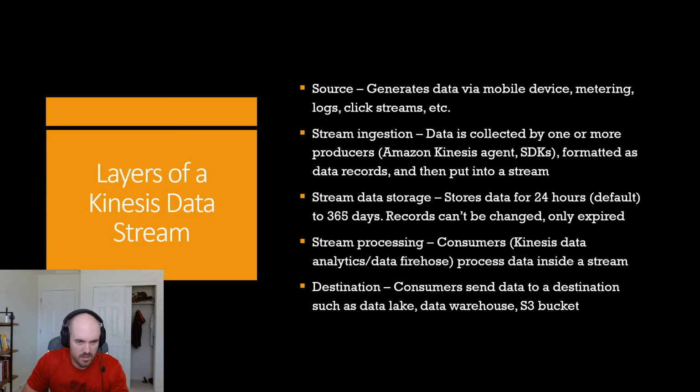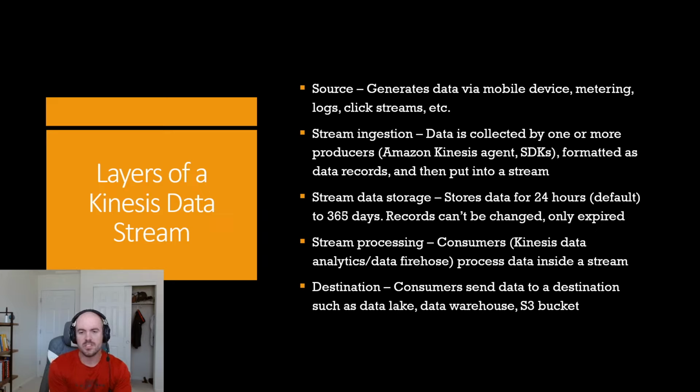Kinesis Data Streams also has a few layers. We've got a source, which generates data via maybe a mobile device, metering, logs, or click streams. You've got the stream ingestion, when the data is collected by one or more producers, like SDKs or the Kinesis agent, then formatted as data records and put into the stream. You've got the stream data storage, which stores data for 24 hours by default, but you could store it for up to 365 days if you really needed to. Records can't be changed once they're stored, they can only be expired.